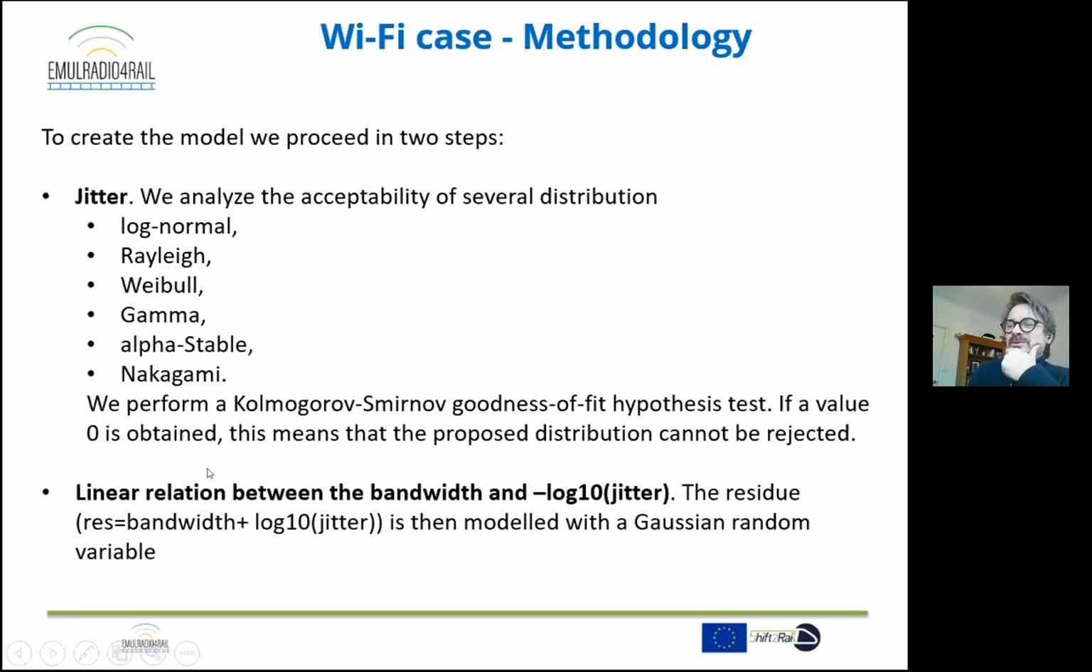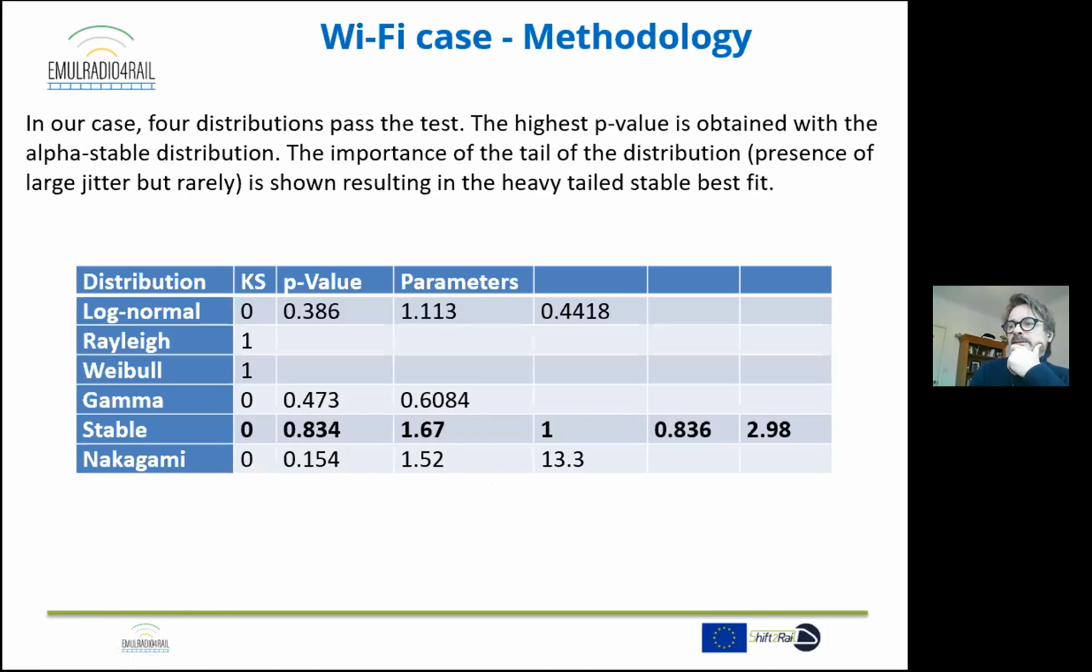Then what we propose to do is to have a linear relation, not between the bandwidth and the jitter, but between the bandwidth and log 10 of the jitter. This is because the link is not really linear, and this works quite well. Of course, when you do that, you have an error of this model. It's not a direct transition between the bandwidth and log 10 of the jitter. And we model this residue by a Gaussian random variable. I will show you what it makes.